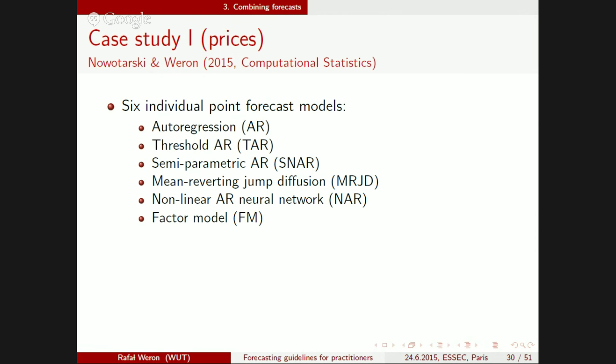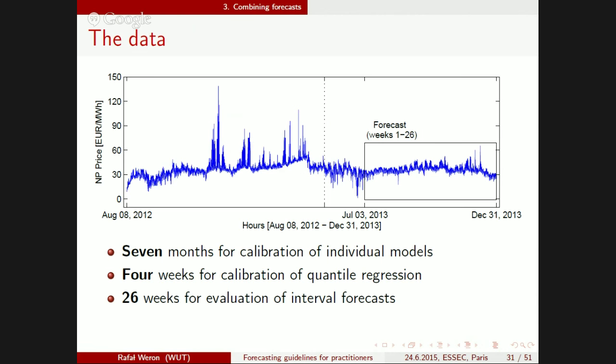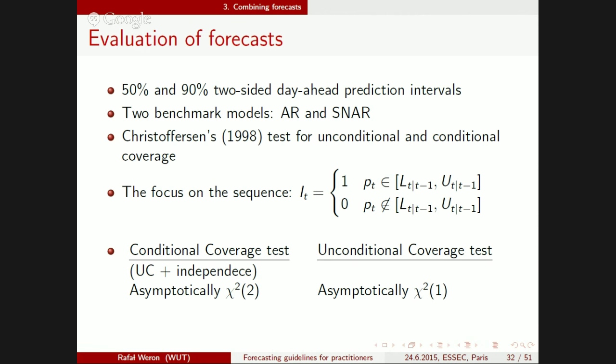In the case study here, we have 6 individual point forecast models: autoregression, an autoregression variant, semi-parametric autoregressions, mean diffusion, a neural network, and a factor model. So we have 6 individual predictors, the calibration period for the individual models, the calibration period for the combinations, and then we have forecasts for this period in this rectangle here. We'll be evaluating it in terms of Christoffersen's test for the unconditional and conditional coverage.